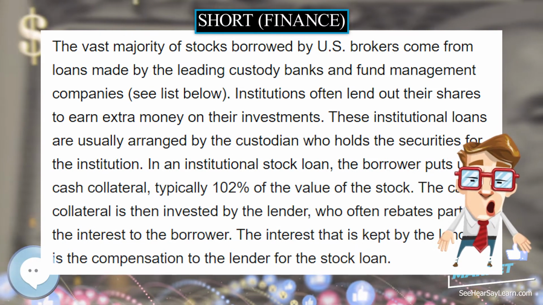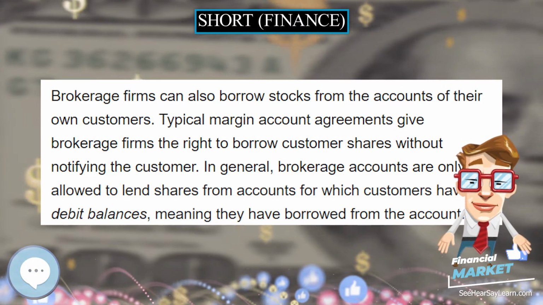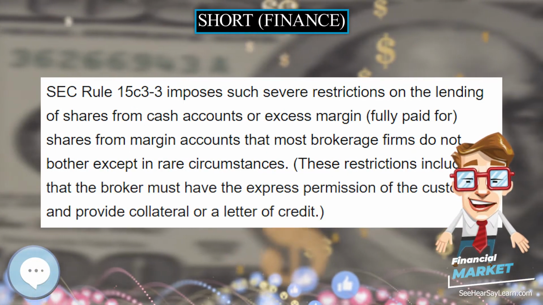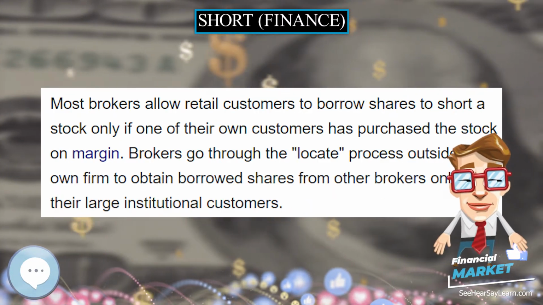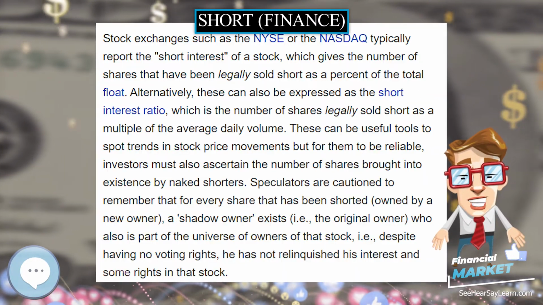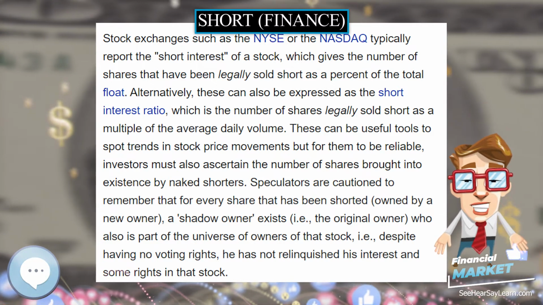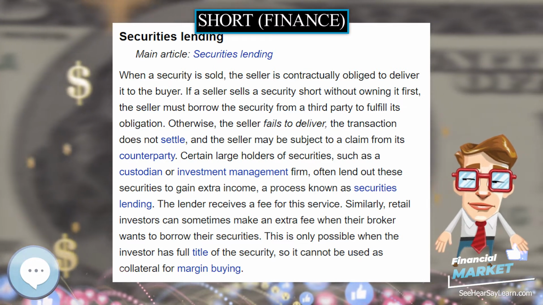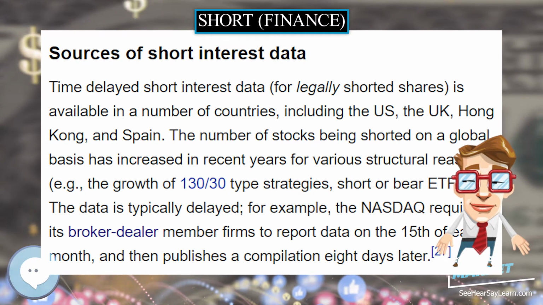Mechanism: shorting stock in the U.S. To sell stocks short in the U.S., the seller must arrange for a broker-dealer to confirm that it can deliver the shorted securities. This is referred to as a locate. Brokers have a variety of means to borrow stocks to facilitate locates and make good on delivery of the shorted security. The vast majority of stocks borrowed by U.S. brokers come from loans made by the leading custody banks and fund management companies, see list below.